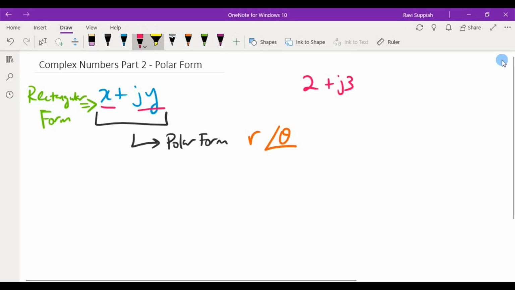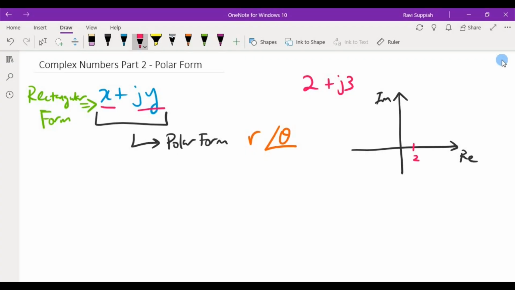How would you draw this in the complex plane? You have your real axis and your imaginary axis here. 2 is the real part, so 2, and j3, so 3 will be here. So the complex number would be drawn like this.